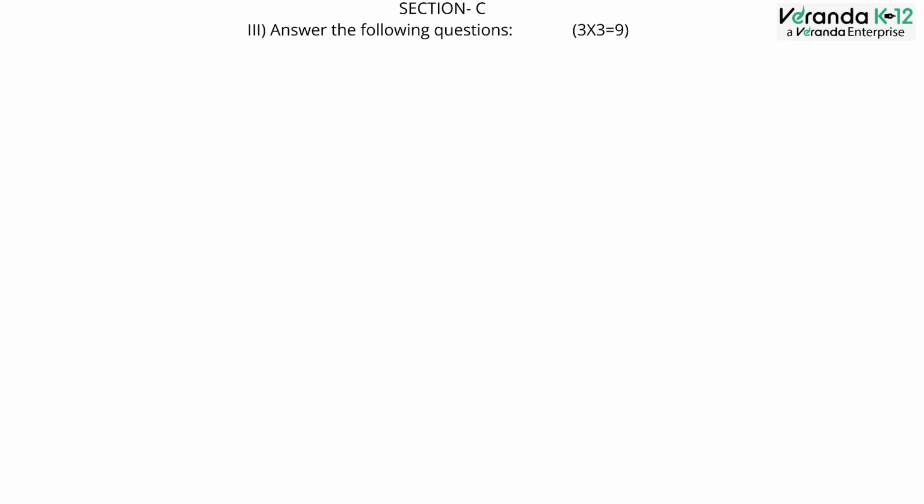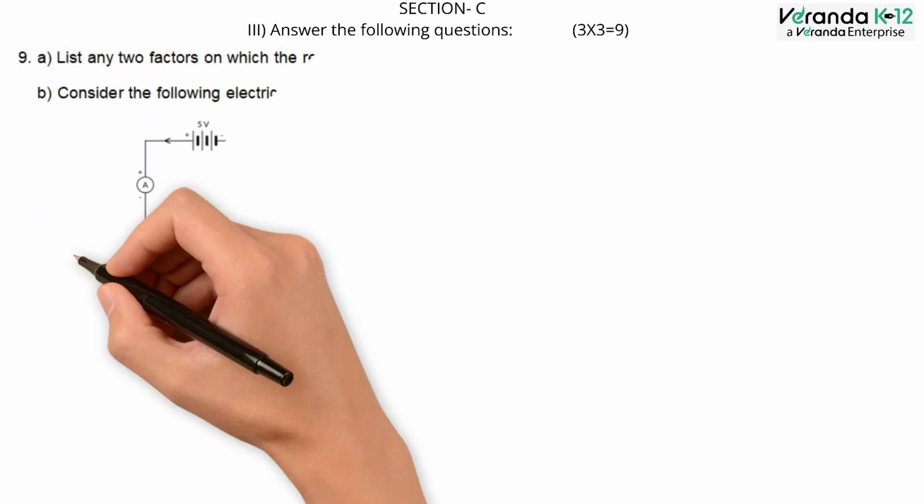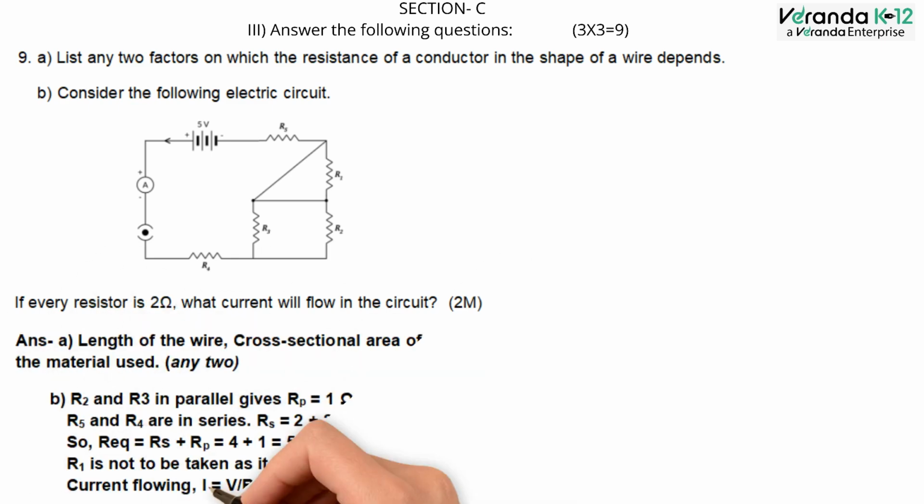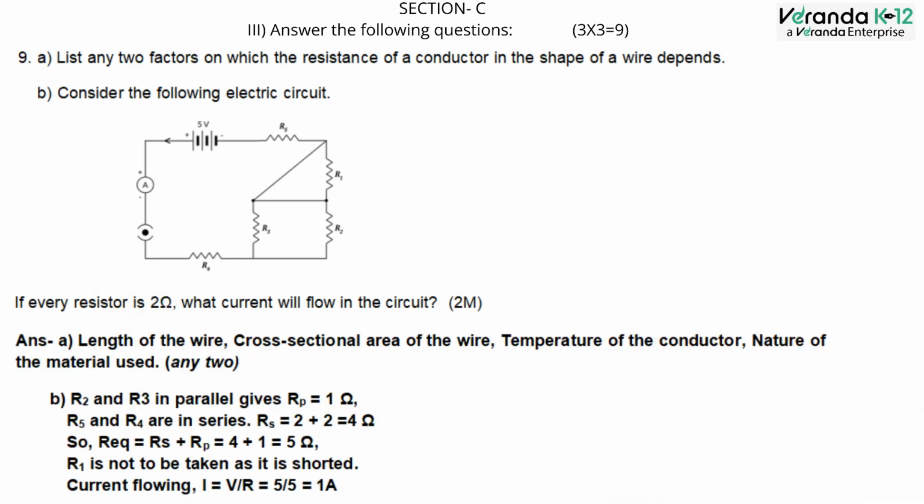Section C. Answer the following questions. Question number 9. Part A. List any two factors on which the resistance of a conductor in the shape of a wire depends. Answer: length of the wire, cross-sectional area of the wire, temperature of the conductor, nature of the material used.